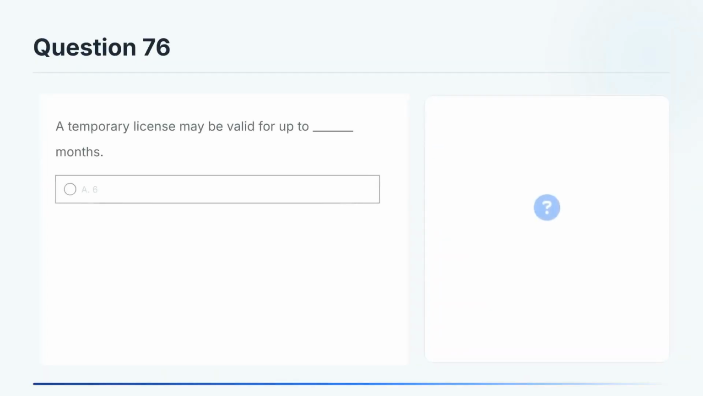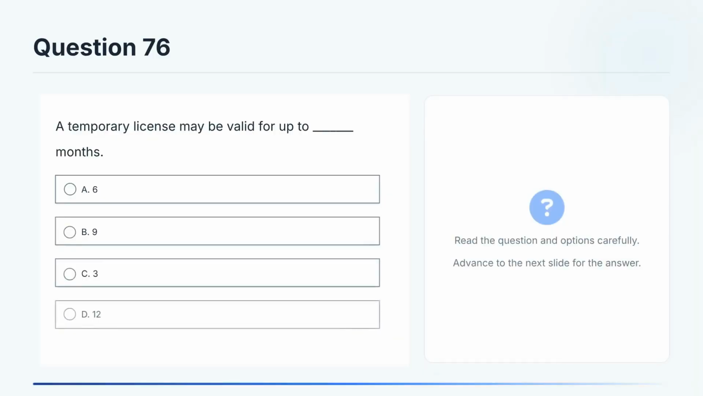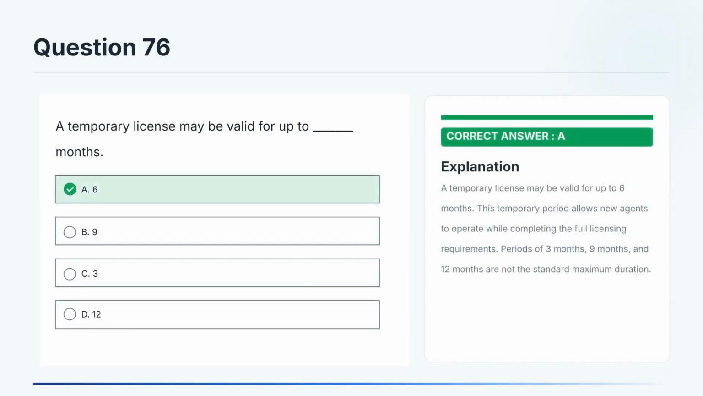Question 76. A temporary license may be valid for up to blank months. A. 6. B. 9. C. 3. D. 12. The correct choice is A. 6 months. A temporary license may be valid for up to 6 months. This temporary period allows new agents to operate while completing the full licensing requirements. Periods of 3 months, 9 months, and 12 months are not the standard maximum duration.